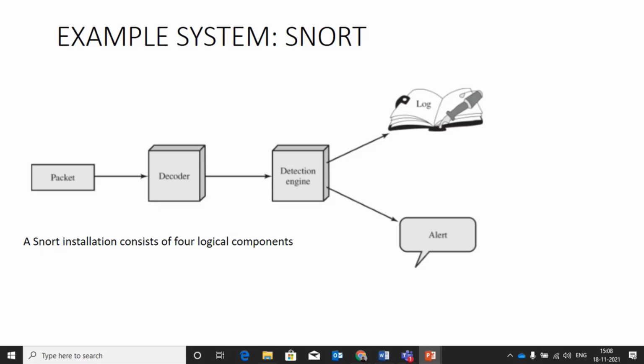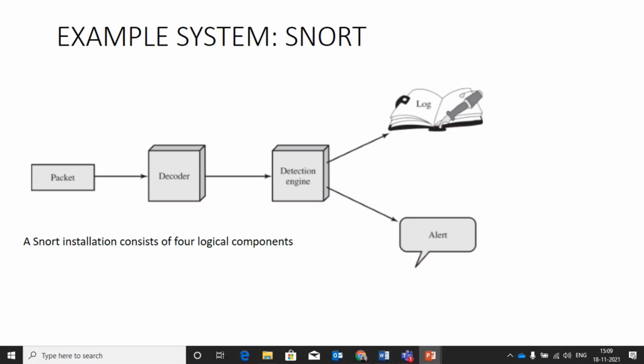Another component is the logger. For each packet that matches the rule, the system will log that file. Whenever the logger option is set, it will go with the logger option and log the files. So we will store the detected packet in a human readable format, so later on it is used for analysis.